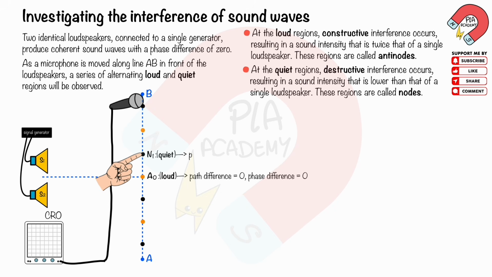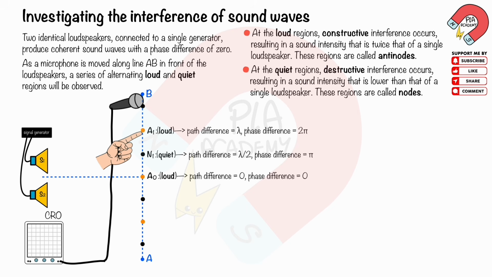The next quiet region marks the first-order node. At this node, the path difference is half a wavelength and the phase difference is pi radians. The next loud region marks the first-order antinode. At this antinode, the path difference is 1 wavelength and the phase difference is 2 pi radians.